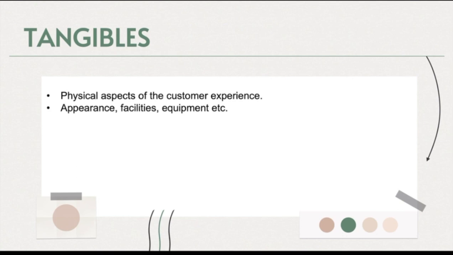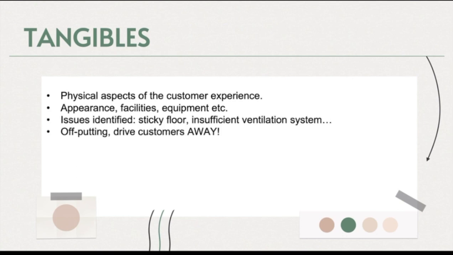Thirdly, tangibles refer to the physical aspects of a company's services, such as appearances, facilities, and equipment. We identify that they have a sticky floor and a strong smell, which can be off-putting for customers and drive customers away. Therefore, we can give it a 2 in terms of tangibles.